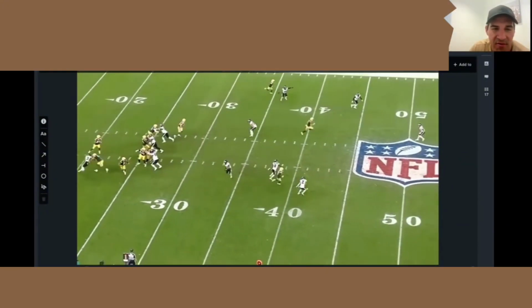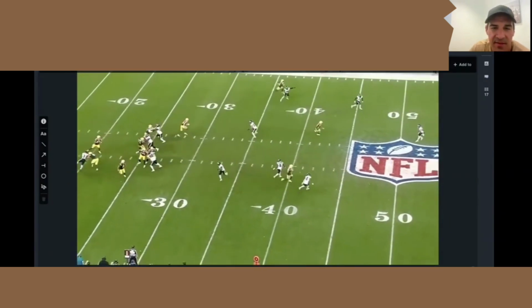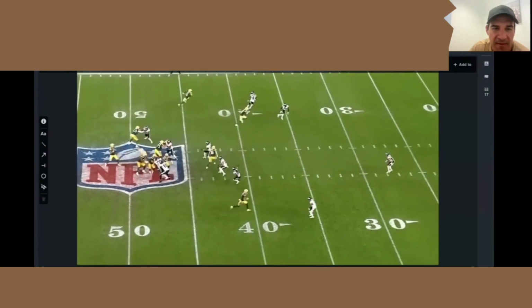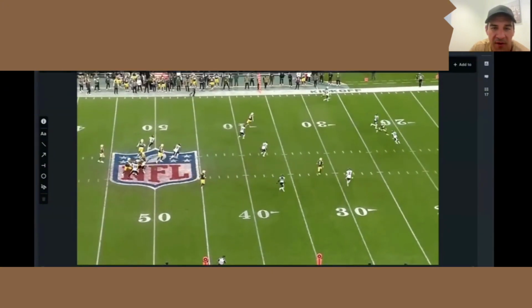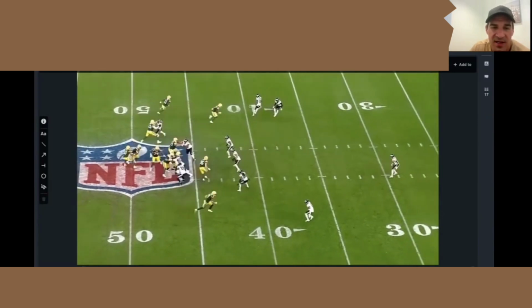What's the Nakobe Dean? Oh, actually, they're not in man coverage here. So this is just a great break, I think. What's happening? Yeah, no, this is not the man coverage. Let me show you the man coverage one.